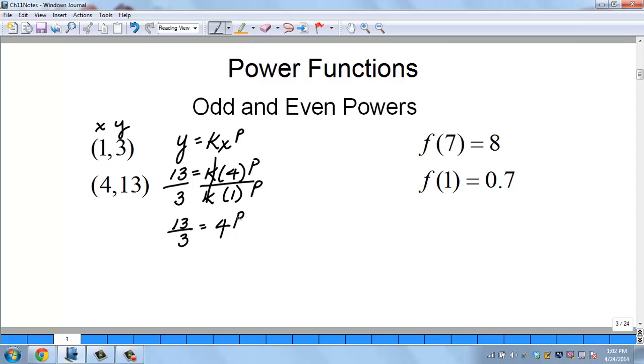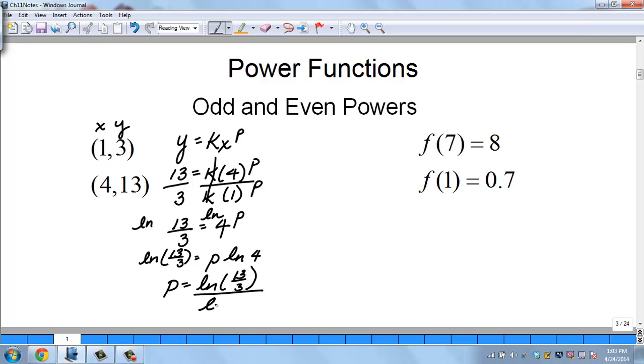Now, what makes this a little bit different than what you've done before is that we don't have the power. How do I find out what the power is? Well, I have to natural log both sides. So I'm going to natural log this side and natural log this side. Now I have natural log of 13 over 3 equals, and we'll use log rules, p natural log of 4. And then I'm going to divide both sides by natural log of 4. So I have the power is the natural log of 13 over 3 divided by the natural log of 4.